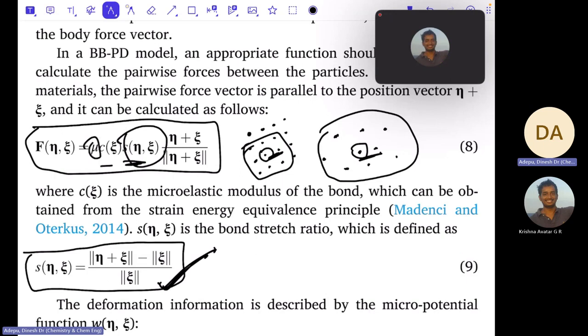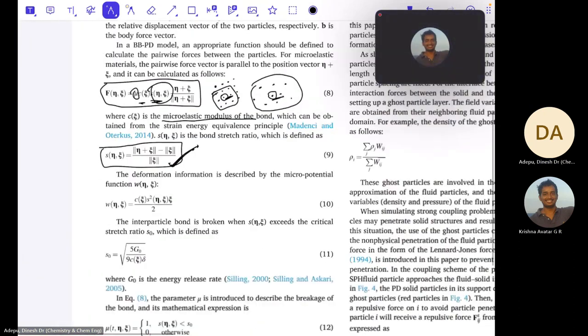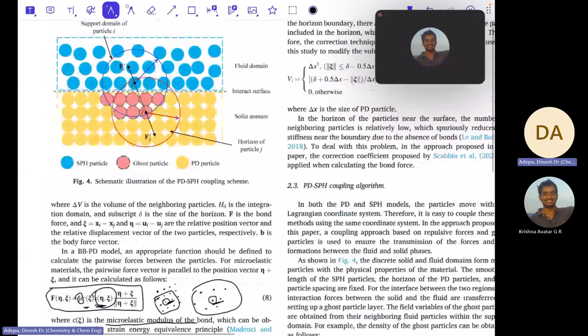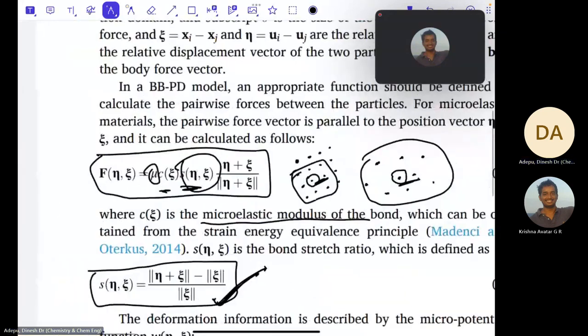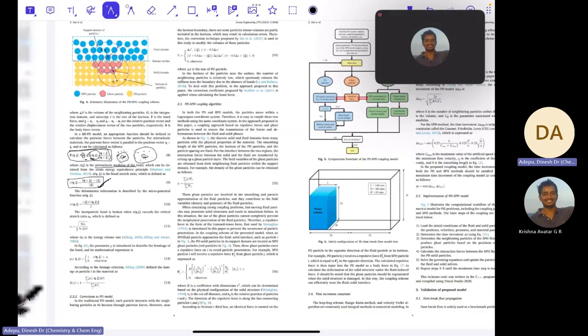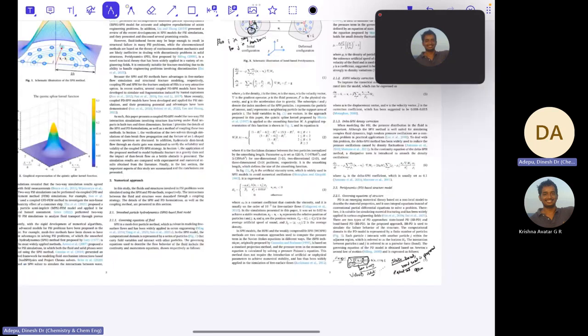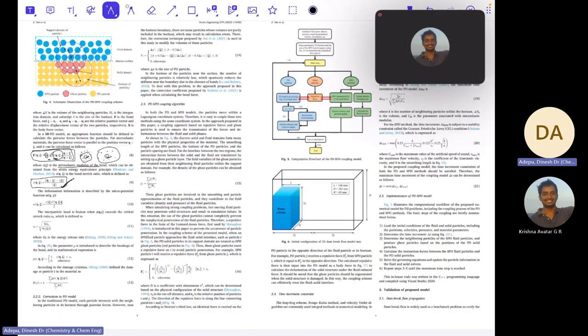So from this, you will compute the S value, and mu is a constant. C can also be computed from the microelastic modulus. It's not given here, but it can be computed from the given geometry. Then we can simply find the force. Once we know the force, simply use the velocity Verlet scheme or any other scheme to move the particles. That's the peridynamics algorithm.